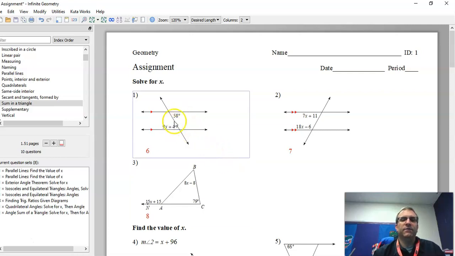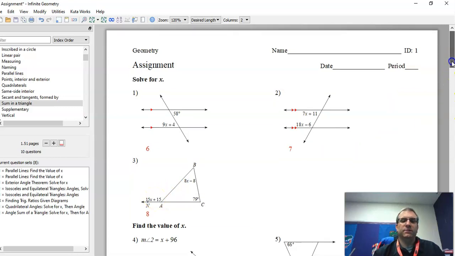So for here, these are alternate interior, so I know I can set these equal to each other and solve for x. That's my goal, solve for x. These are same side or consecutive interior, and these equal 180. So I can set all those up equal to 180 and solve. This one is an exterior angle outside of the triangle. So if I add these two up, it's going to equal that. And again, solve for x.